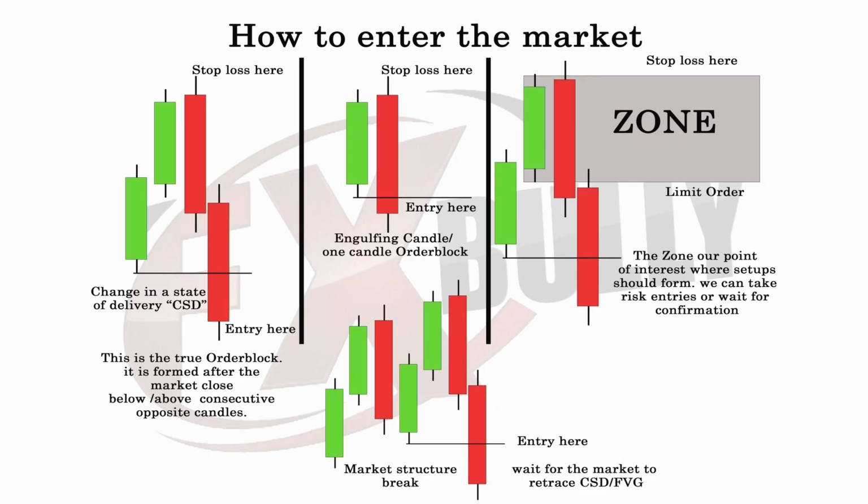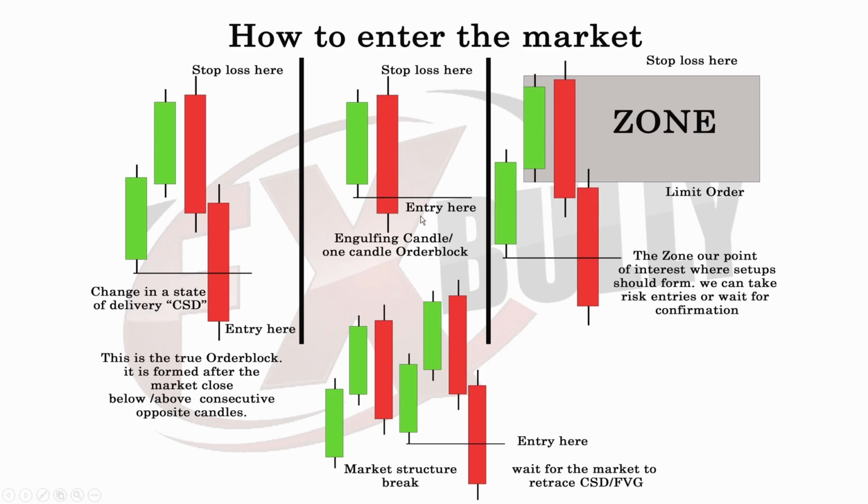What we have in front of us are the ways that we enter the market. The first one is the CSD, right here, where the market goes into our zone. When the market closes below consecutive candles, we take our entry, stop loss goes above, and then we ride. Therefore, this is a true order block where the market closes below consecutive candles. Whether bullish or bearish depends on the trend.